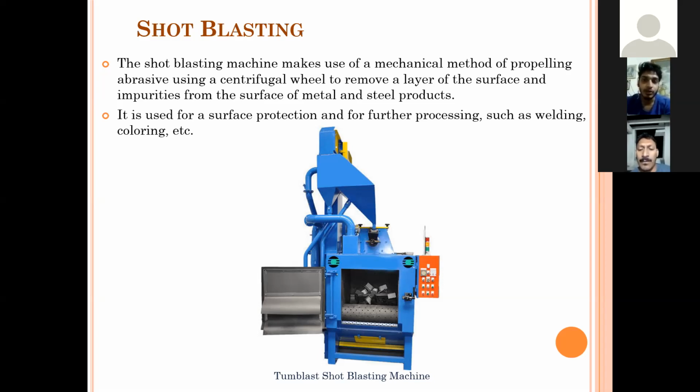What do they use in shot blasting? Small balls of what material? Hardened steel balls, sir. They will shoot them at speed on the specimen so that the surface of the casting is removed. The other reason for this shot blasting is that welding and coloring can be done easily.